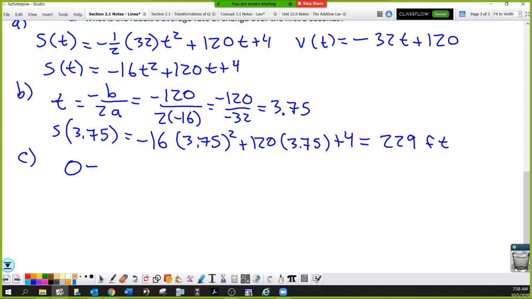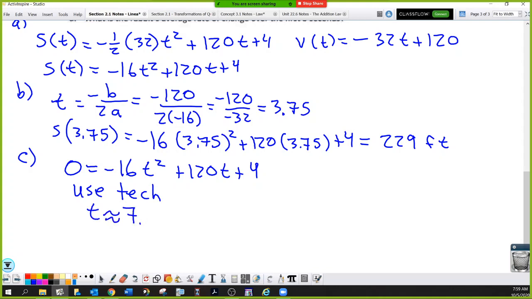So 0 equals negative 16t squared plus 120t plus 4. No time-traveling rabbits allowed. It doesn't factor, so you could either use the quadratic formula or a graphing calculator to get t is approximately 7.533. On your homework, I expect you to use either Desmos or your graphing calculator to find this x-intercept.